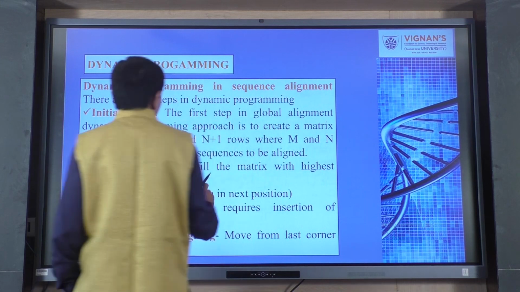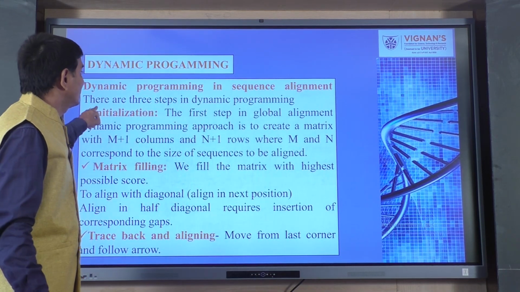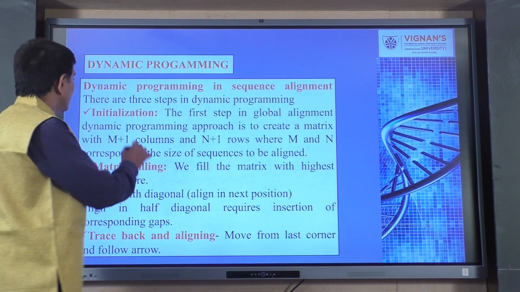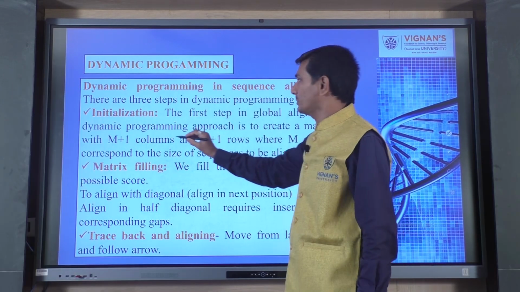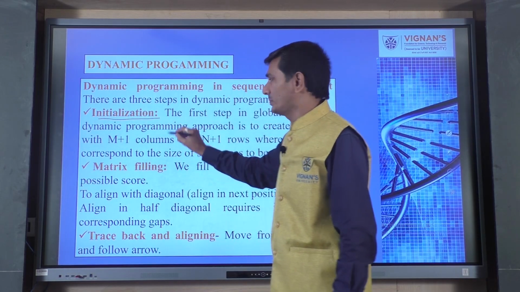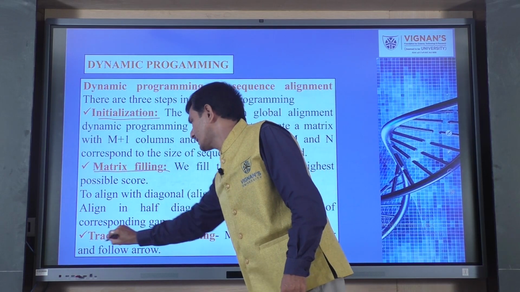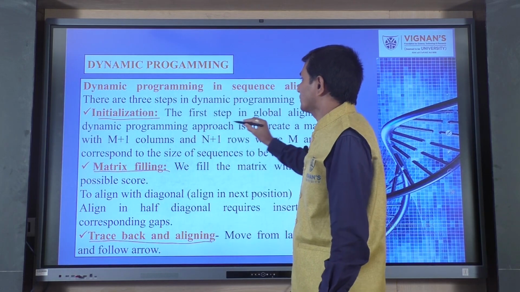Coming to dynamic programming in sequence alignment, there are 3 steps in dynamic programming. The first step is the initialization step, the second step is matrix filling, and the final step is traceback.